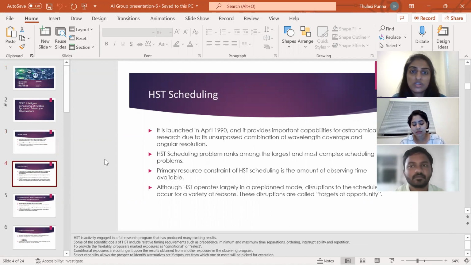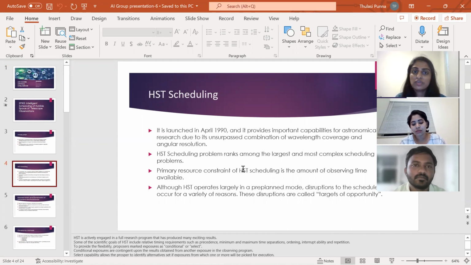Looking into HST scheduling, it ranks as one of the largest and most complex scheduling problems. It was launched in April 1990, and it provides important capabilities for astronomical research as well as for wavelength coverage and angular resolution. HST is actively engaged in a full research program and has produced many exciting results.